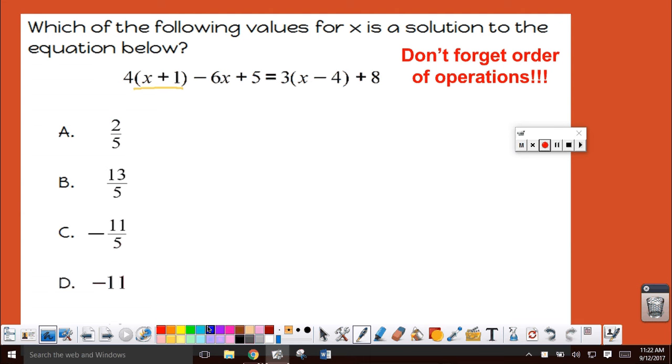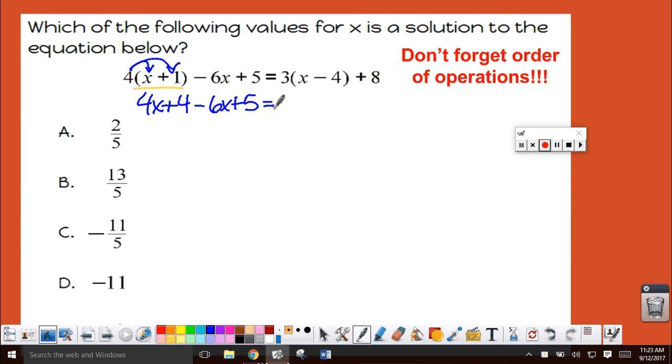So then we look on the outside of the parentheses, and what does this 4 on the outside tell us to do? To multiply it, right? To bring it inside through multiplication. So 4 times x is 4x. 4 times 1 is just a 4. Okay, nothing changes with our negative 6x plus 5, correct? Okay, just making sure.